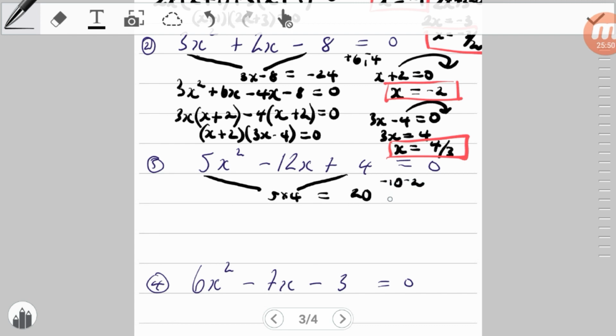Okay, but remember that we also have other factors like 5 and 4 and 1 times 20. Those two can also produce other middle terms. But for this particular example, negative 10, negative 2 is going to produce negative 12, and at the same time multiplies to produce 20. So 5x squared minus 10x minus 2x plus 4 equals 0.